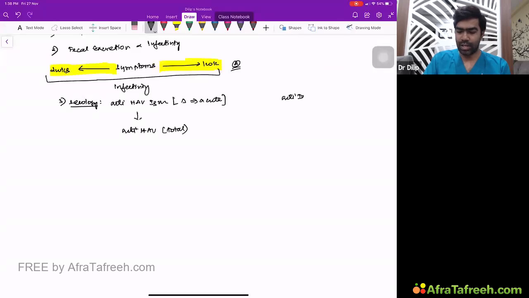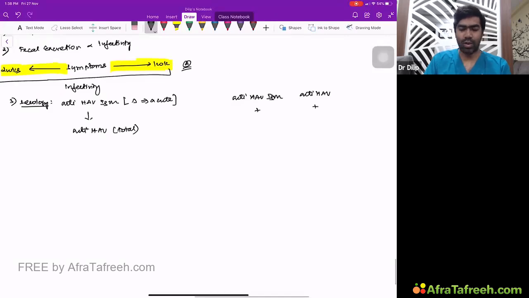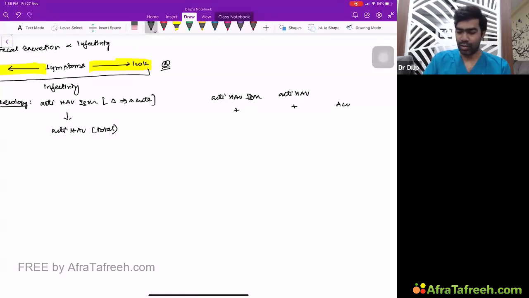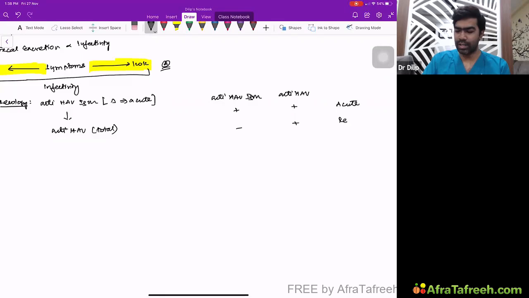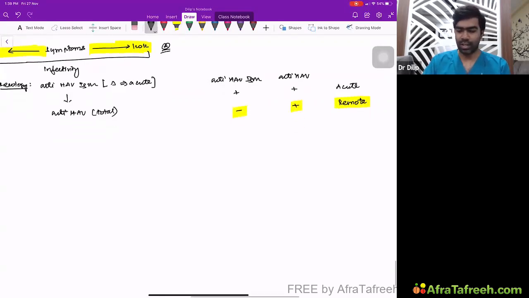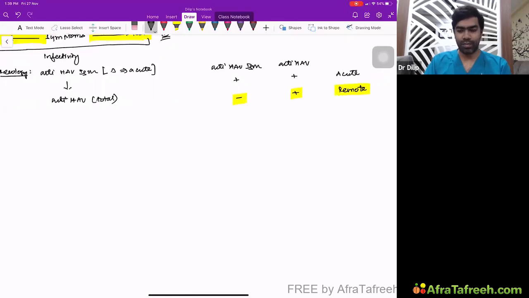Suppose anti-HAV IgM is there, and total anti-HAV is there. If anti-HAV IgM is positive and anti-HAV total is positive, this usually indicates an acute infection. If anti-HAV IgM is negative but anti-HAV total is positive, then it indicates a remote infection, which means the patient has recovered from a past infection. Using this only, we will identify the seropositivity prevalence in the community. And if both are negative, of course, it means the patient has no evidence of current or past infection.